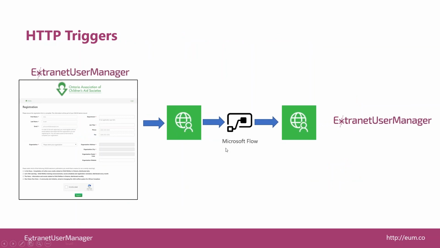And this is just a quick visual of what's happening here, of coming into that OACAS site and saying, hey, let's have a trigger happen in Flow. We can do some decisions around how that registration is going to be processed and ultimately make some updates back into Extranet User Manager itself as part of that.